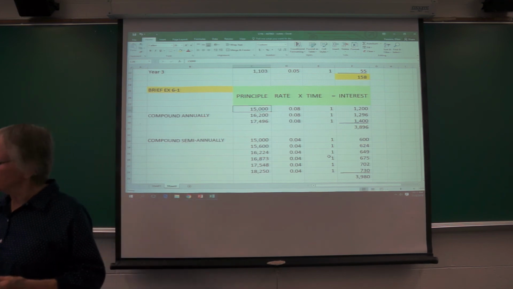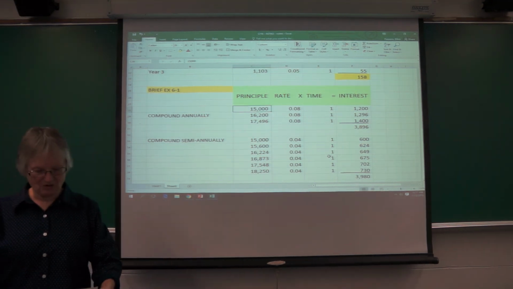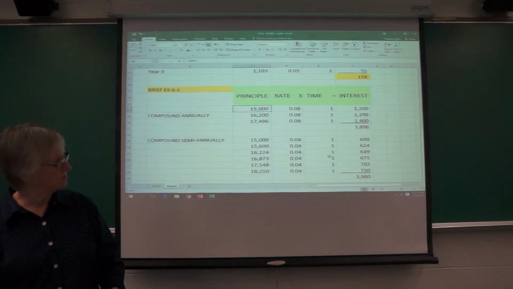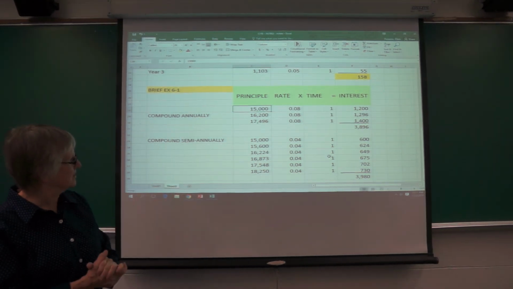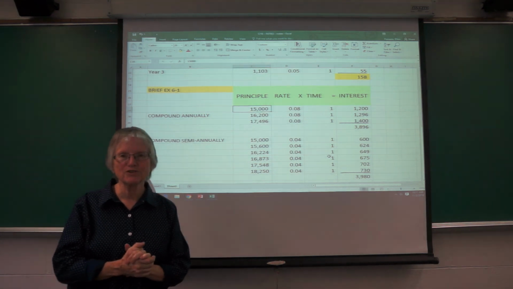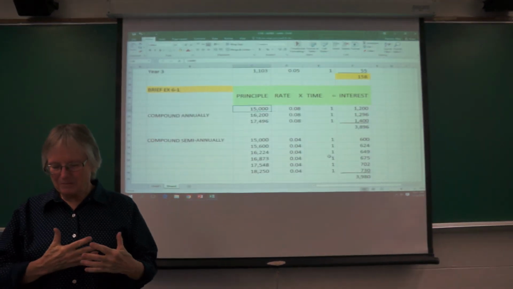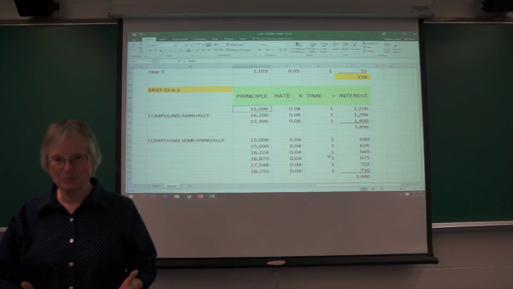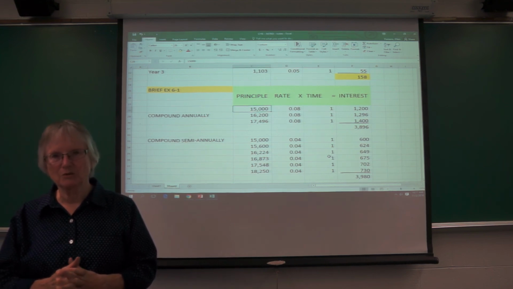Anyway, so that's brief exercise 6.1, and you can see how doing these calculations might get a little cumbersome for something like 30-year mortgages. So I think that we'll take a look at the tables and see how they can help us do these problems a little bit faster.